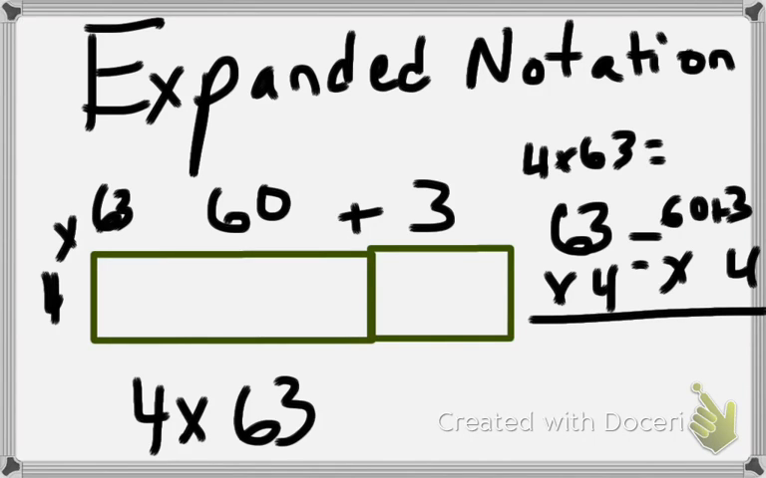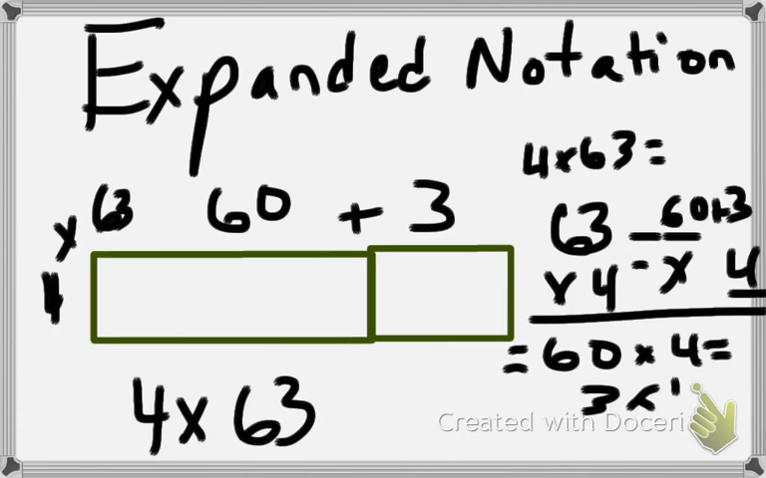The next layer I do as the individual problems. So 60 times 4 equals, and 3 times 4 equals. 60 times 4 is 240. 3 times 4 is 12. And again, our answer is 252. Sorry about that being a little crunched on the side.